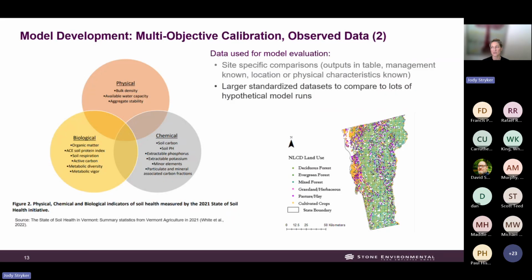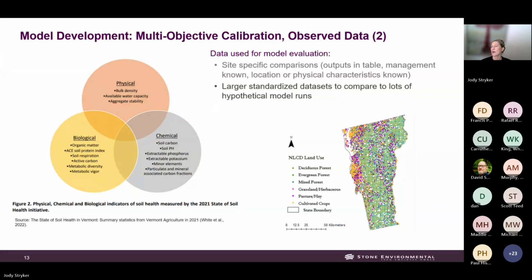They included standardized measurements of key biological, chemical, and physical attributes that comprise our understanding of soil health. Things like organic matter and active carbon, plant available water capacity and bulk density, nutrient concentrations. And while we couldn't simulate all of them with Apex, we were able to simulate a good number of them. I think it was 8 in total.